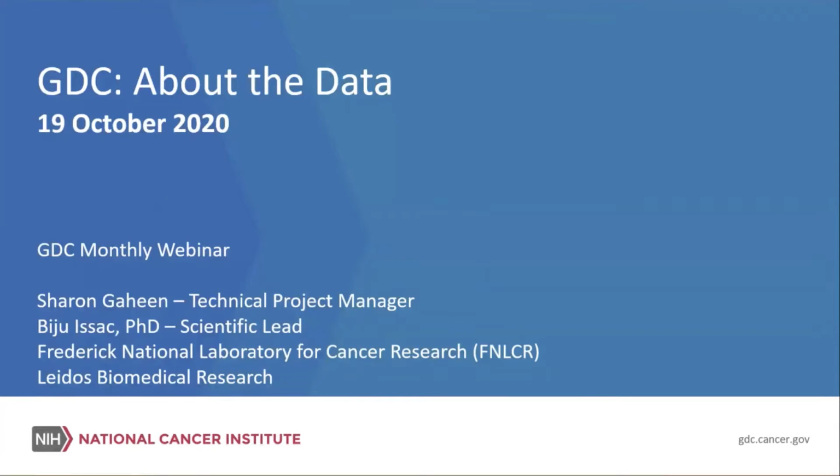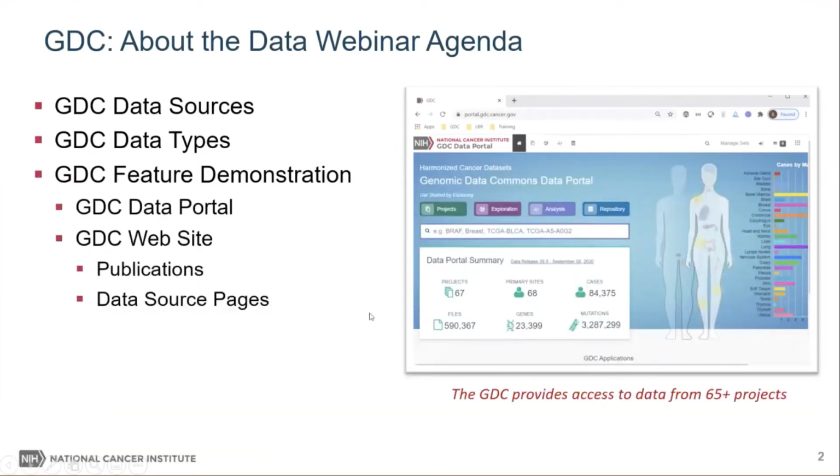I am Sharon Gaheen. I'm the Technical Project Manager for the Genomic Data Commons Project from Frederick National Laboratories. I'll be giving an overview of the data that we have in the GDC. My colleague, Bijou Isaac, is our scientific lead from our Frederick National Lab supporting Leidos biomedical research. So let's get started.